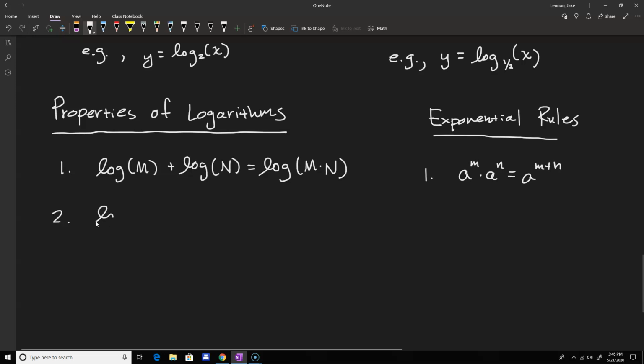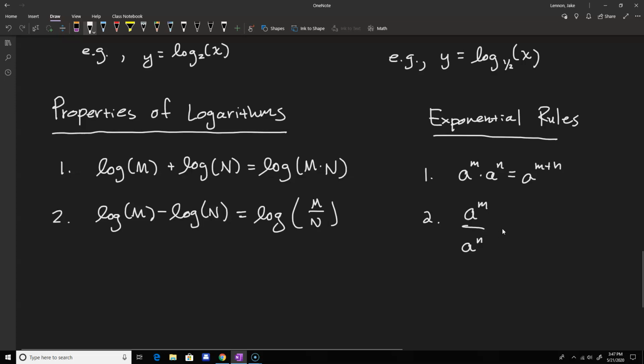The next one is the log of m minus the log of n. This is equal to the log of m divided by n. And this would be similar to the exponential rule, a to the m over a to the n is equal to a to the m minus n.